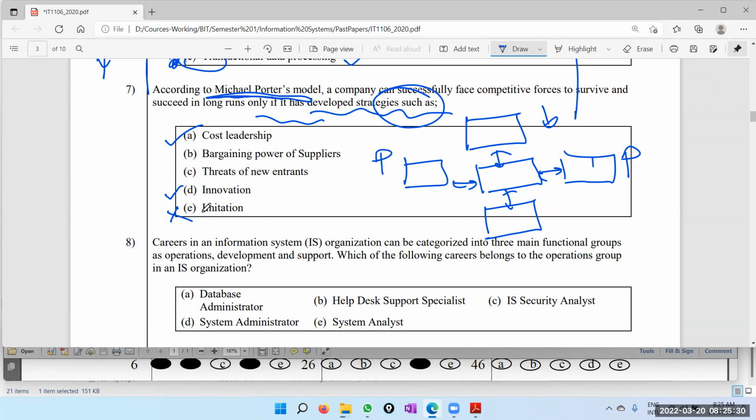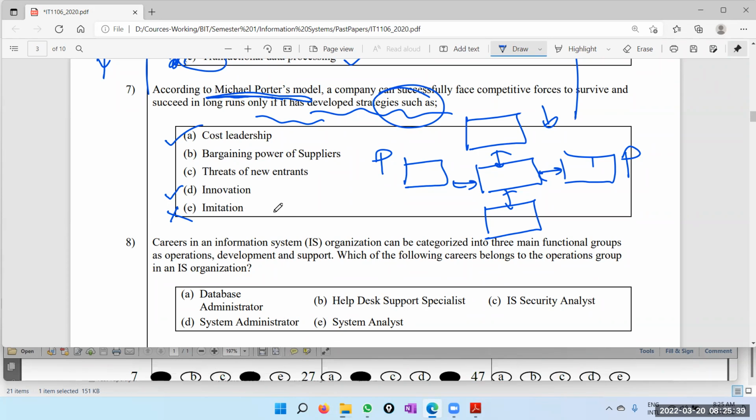So the answer is A and D. So those are the strategies mentioned in your answers. Okay. A and D. Sorry, A and D, correct.